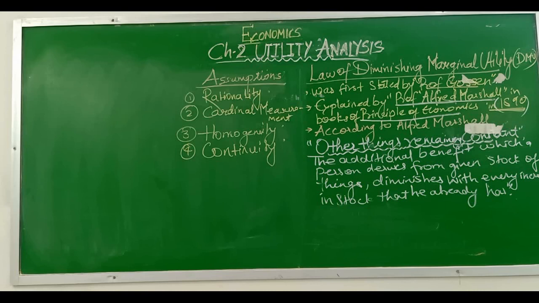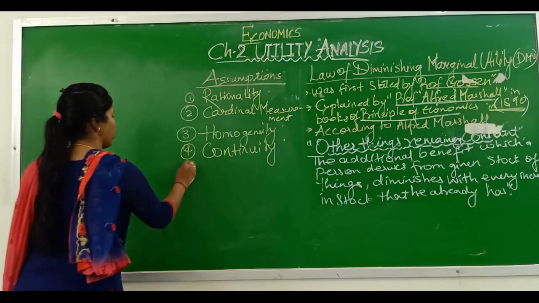Once again friends, the law of diminishing marginal utility was first stated by Gossen. Therefore it is said to be Gossen's first law. Then it was explained by Professor Alfred Marshall in his book Principles of Economics in the year 1890. According to him, other things remaining constant. What are those other things remaining constant? That means assumptions. We have discussed 4 assumptions: rationality, cardinal measurement, homogeneity, continuity. Then the next, 5th assumption, is reasonability.